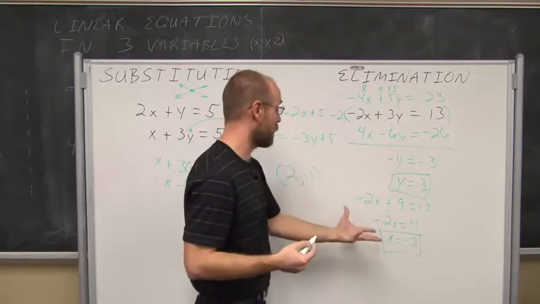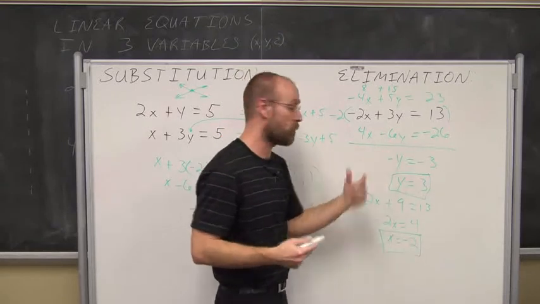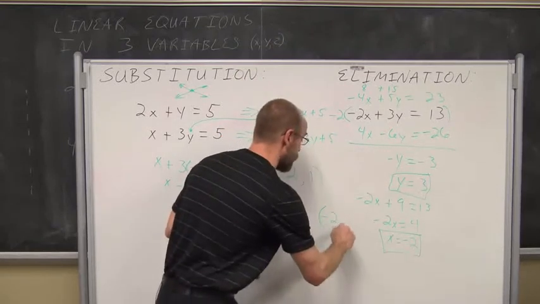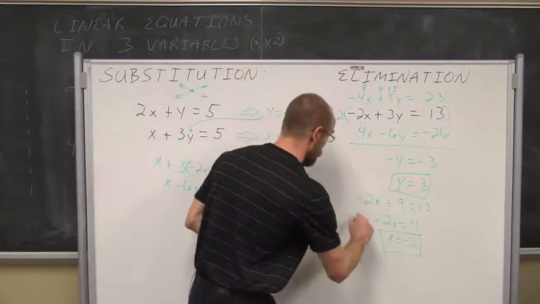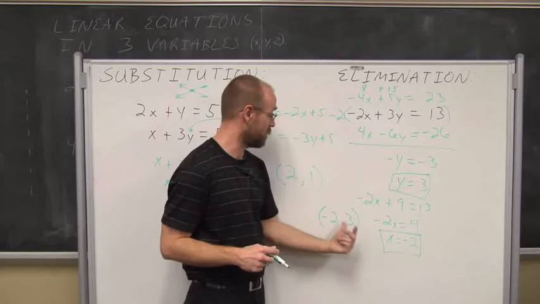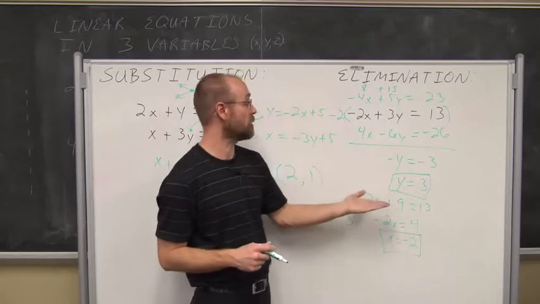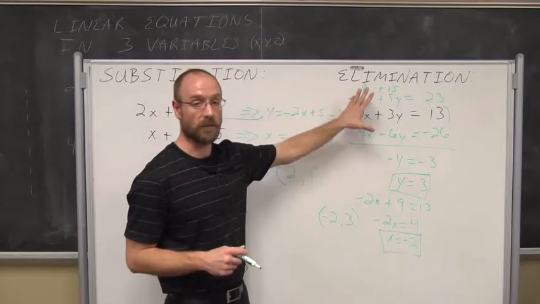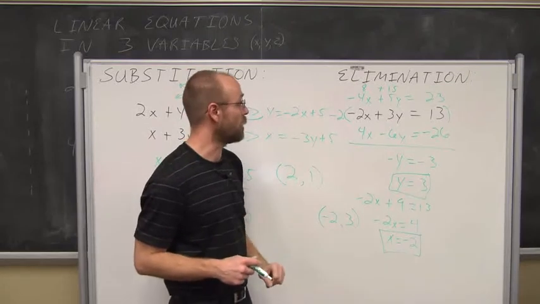So now I want to write it as an ordered pair. I know this works in both equations. My x is negative 2. My y is 3. So the ordered pair of this is negative 2, 3. We have a consistent and independent system where we were able to find one single solution.